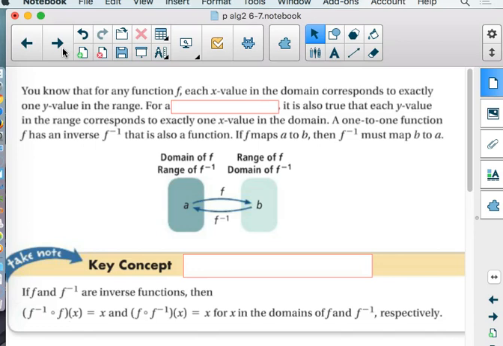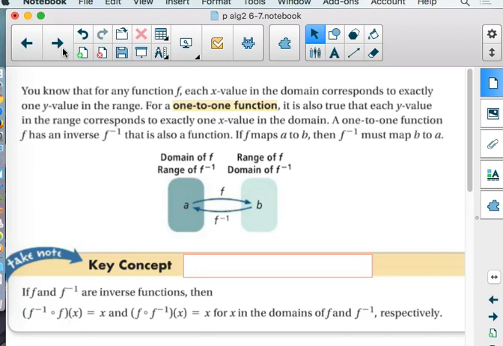That's what we do. So, you know that for any function f, each x value in the domain corresponds to exactly one y value. We talked about that yesterday. For every input, there's exactly what? One output. One output in the range. For a function to be super special, and this is one of those things that when you get to calculus, there are a lot of math pieces you can do with a function that's called one-to-one. Now, what it means to be one-to-one is for every input, there's exactly one output, and for every output, there's exactly one input. It has to work both ways to be one-to-one.